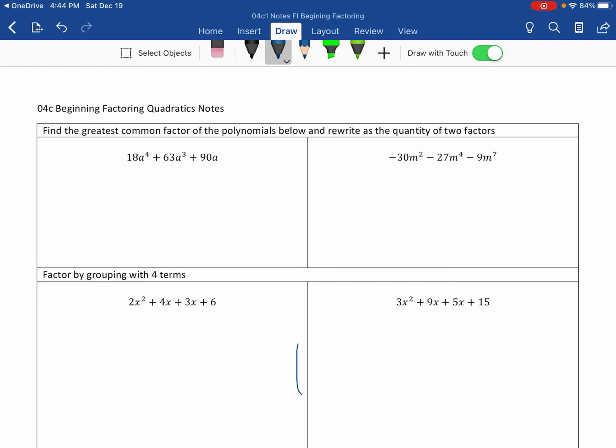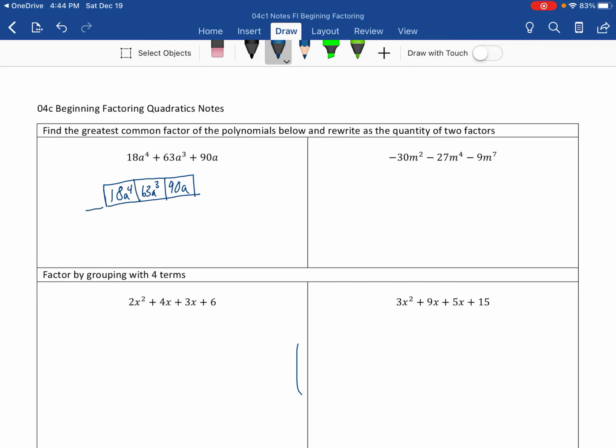So the first thing is find the greatest common factor of the polynomials below. And you can use your Desmos, but basically before, when you were multiplying and everything like that, you were filling the box in. For factoring, you're going to be working backwards. So I have 18a to the fourth, 63a cubed, and 90a. And so what's going to go here is your greatest common factor.